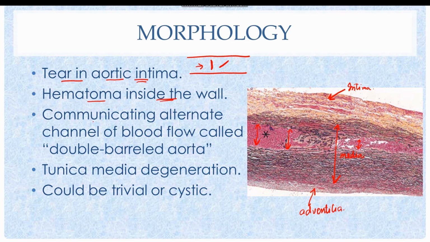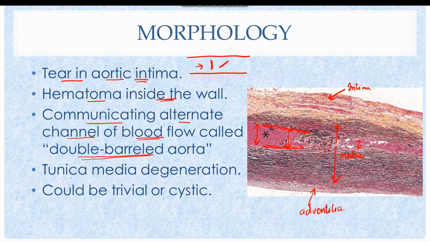In certain cases, this blood-filled channel communicates with the lumen with a second tear in the vessel wall, hence creating an alternate channel for the flow of blood. In such cases, the aorta is known as a double-barreled aorta, since it has two channels for the blood flow. In double-barreled aorta, the alternate channel created often gets endothelialized, forming a chronic dissection.